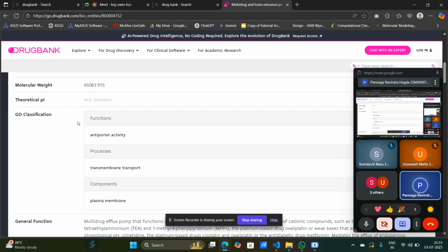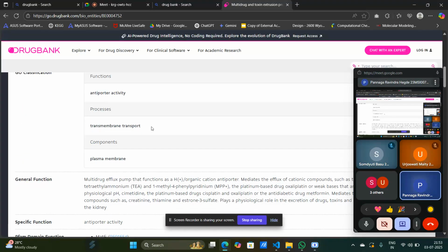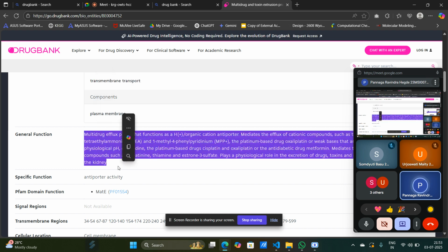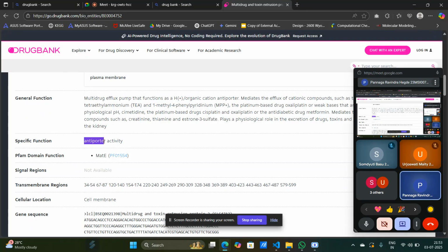And also you have the function of this protein, the target protein that has been mentioned here. What are the components in which this protein is present and the functions and the processes that it affects. And you also have the general function written in a paragraph form. And then you have the specific function of this protein, which is antiport activity. Have you guys heard of uniport, symport, and antiport?